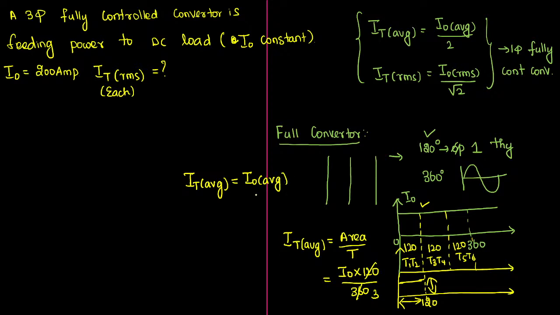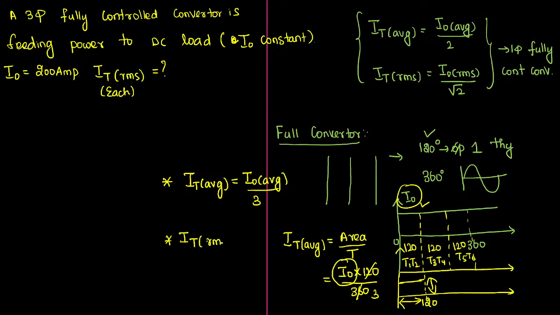In case of 3-phase fully controlled rectifier, the thyristor average current equals the average value of the output current divided by 3. You can directly substitute. That is the relation between them. This is the average value of output current only. Similarly, RMS also will become the same. How will you calculate the value of RMS current?